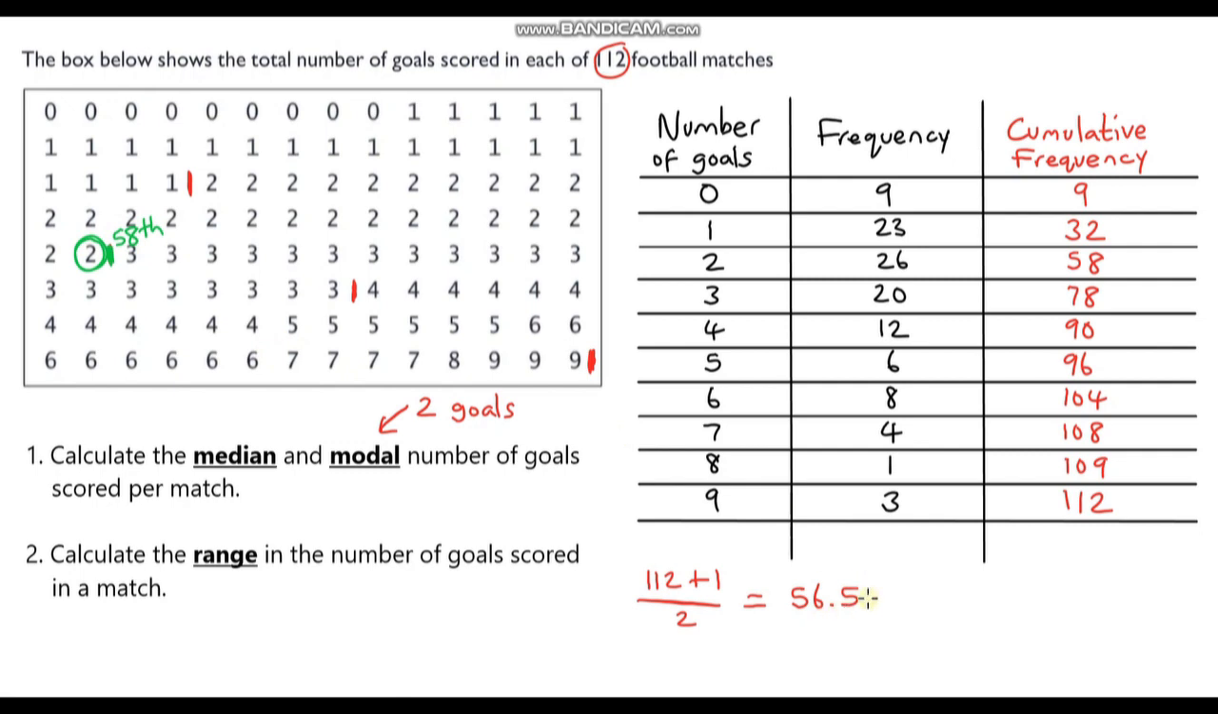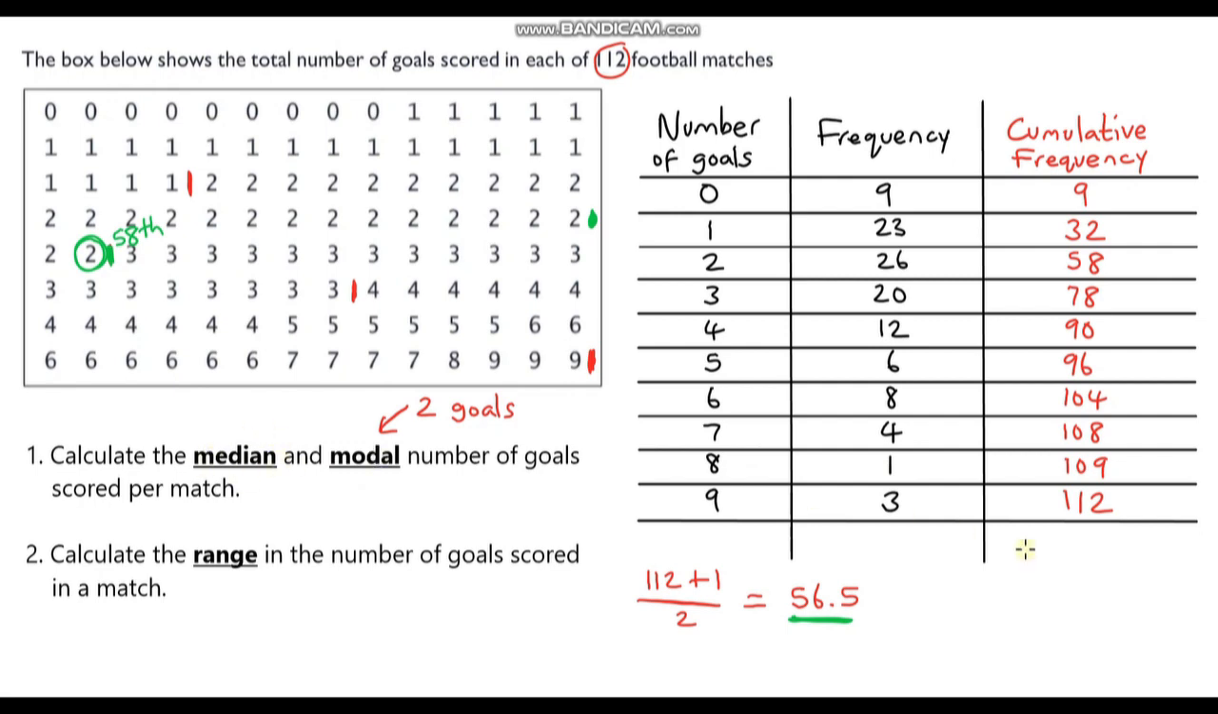So where does this lie in our table? Well, it lies in the 2s. You can see here, this would be the 57th match, and this would be the 56th match. So what we're looking at is pretty much this point here in between these two, and you can see that is definitely 2. So our answer would be 2 goals.